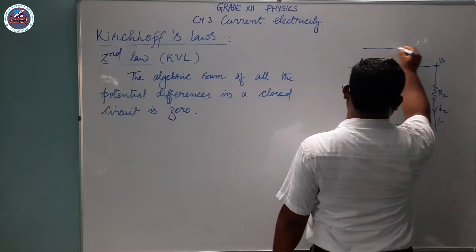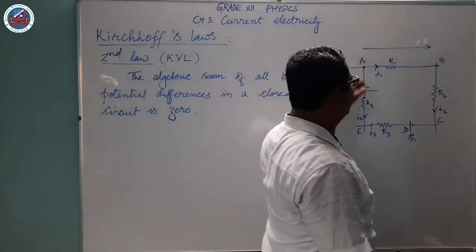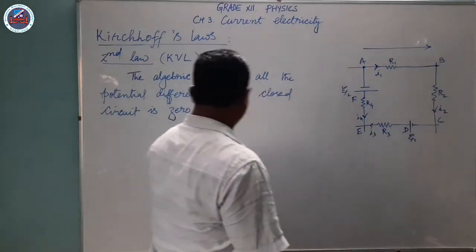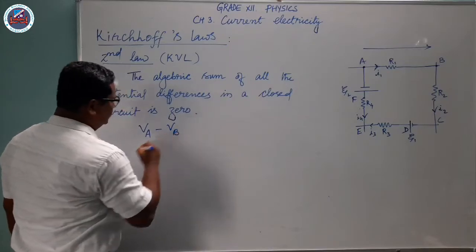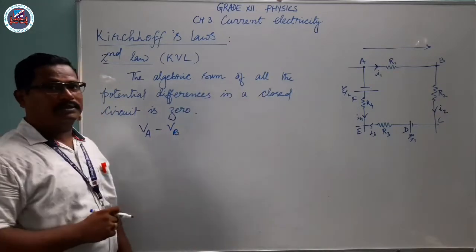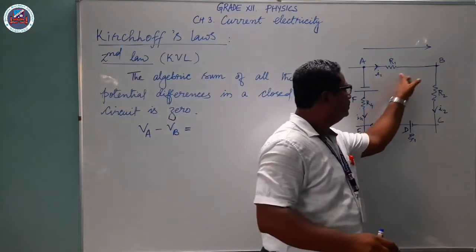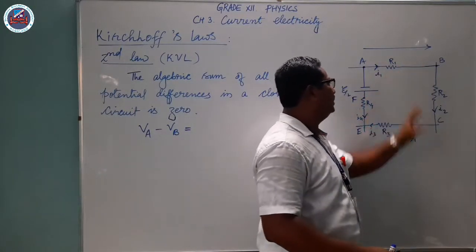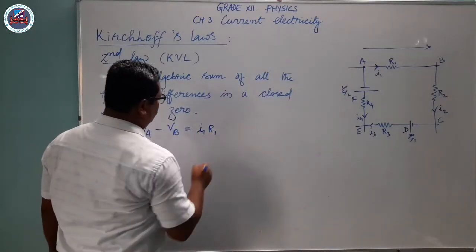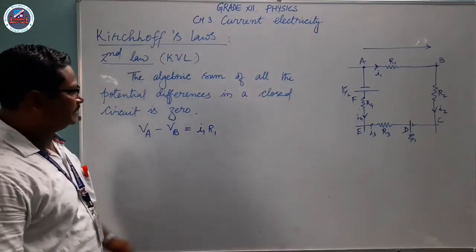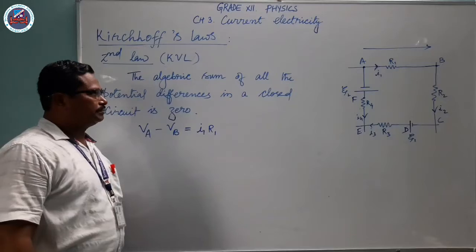Suppose I am choosing from A to B. This is the path the current is flowing, or the path I have chosen from A to B. And I'll take the potential at A and the potential at B. It will give us the potential difference VA minus VB. Current is in the same direction as the path I have chosen, so I'll take it as positive. It will be I R1, the product of current and resistance. That will also give us the potential difference across the resistor.